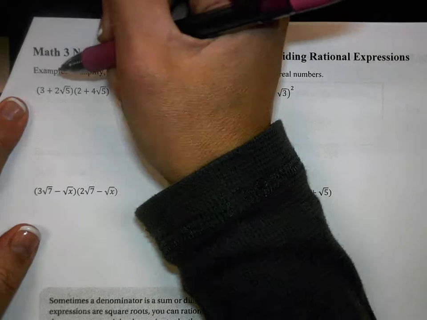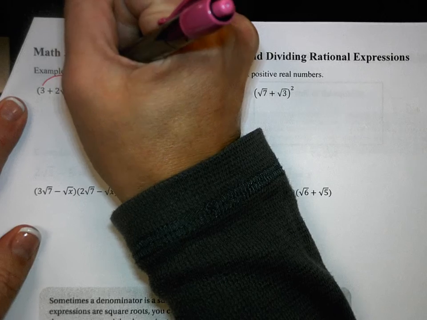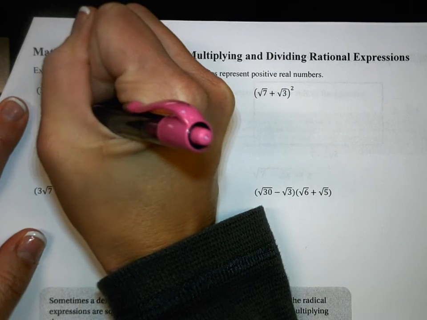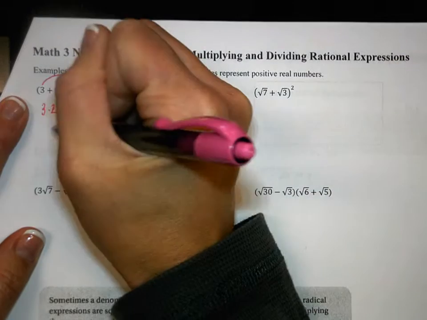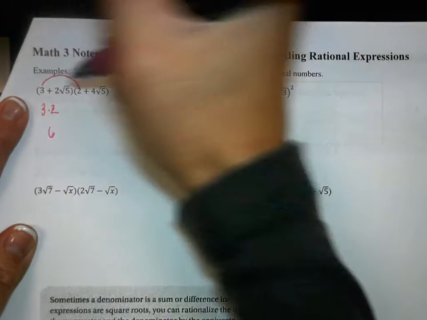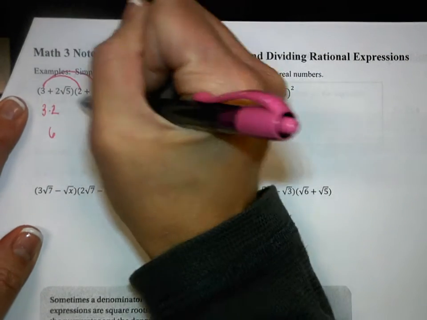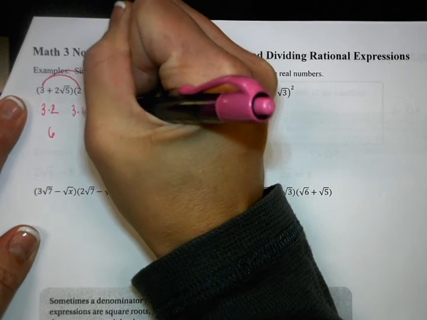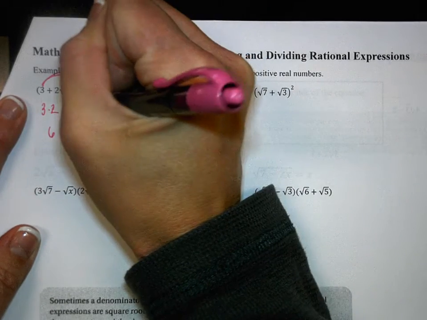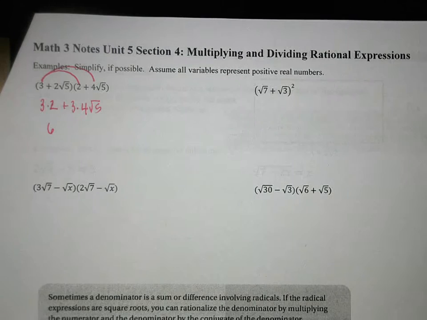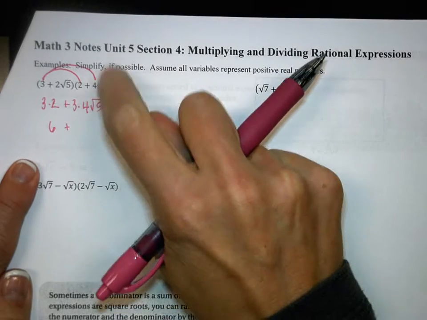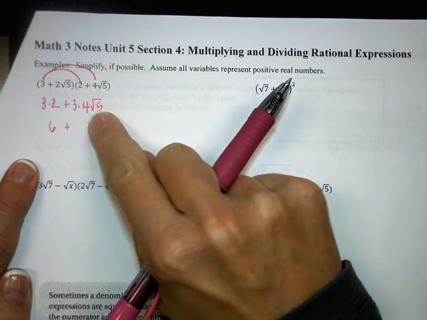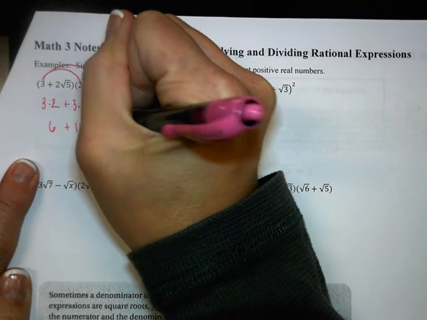I'm going to write this out so you can see exactly what I'm doing. Okay, so the first one, I am multiplying 3 times 2, which makes what? 6. Good. Next step, I'm taking 3 times 4 root 5. You multiply the outsides with the outsides and insides with insides. So what does that become? So here, we're going to go 3 times 4, which is 12 root 5. Good.